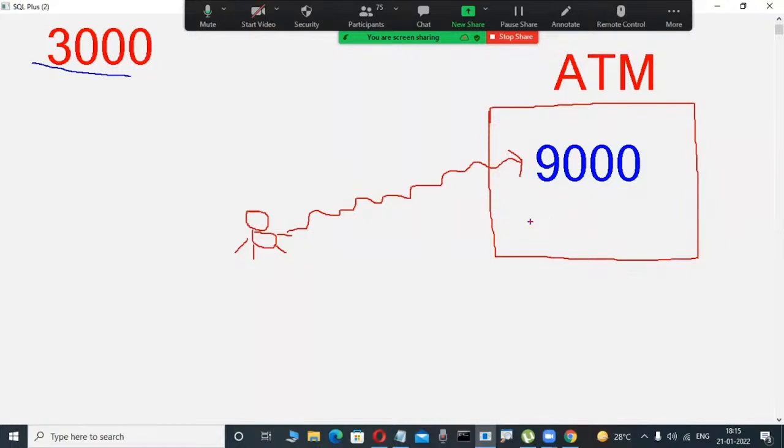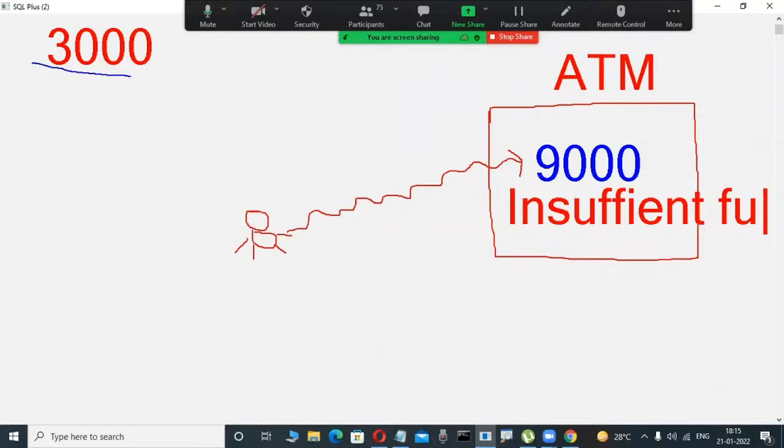In this case, it will give a message. You are observing your ATM machines, yes, maybe some message will be displayed. Suppose an insufficient funds message. Why? Because here your balance is low, 3,000, but you are trying to withdraw more than 3,000, that is 9,000, 8,000, 7,000 like that. How is it possible? In that case only, an insufficient funds message will be displayed.